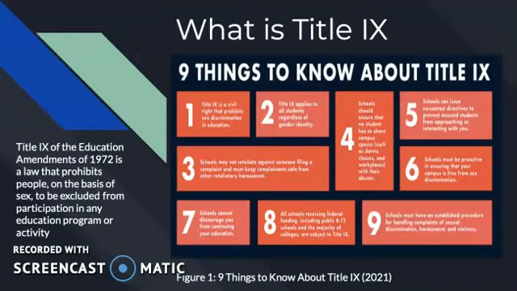So first off, we are going to talk about what exactly Title IX is. Title IX of the Education Amendments of 1972 is a law that prohibits people from being excluded, on the basis of sex, from participation in any education program or activity. And this image on the right tells us 9 things that are helpful to know about Title IX and the role that it plays in regards to education, athletics, and anything involving a school.